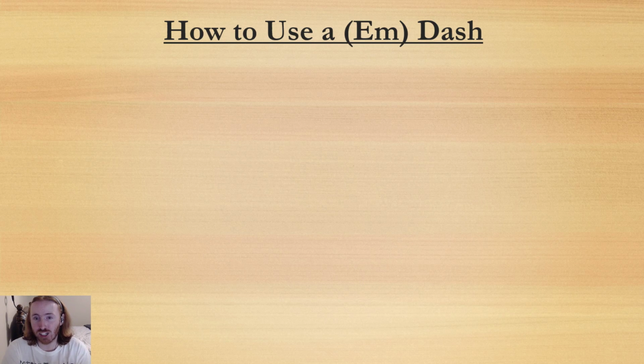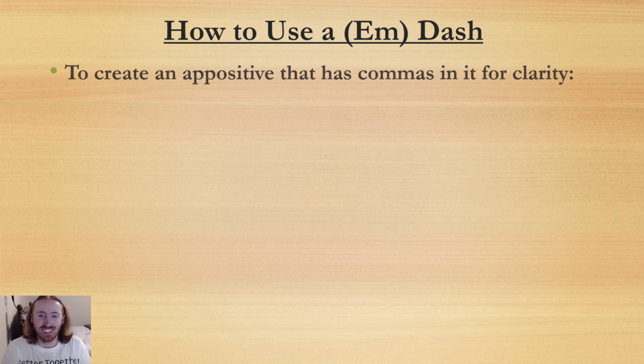So the other piece of punctuation is the dash, or it's actually technically called the M dash because it's the width of a letter M compared to the N dash, which is the width of a letter N. I digress. The M dash is used to, first and foremost, create an appositive that has commas in it for clarity.